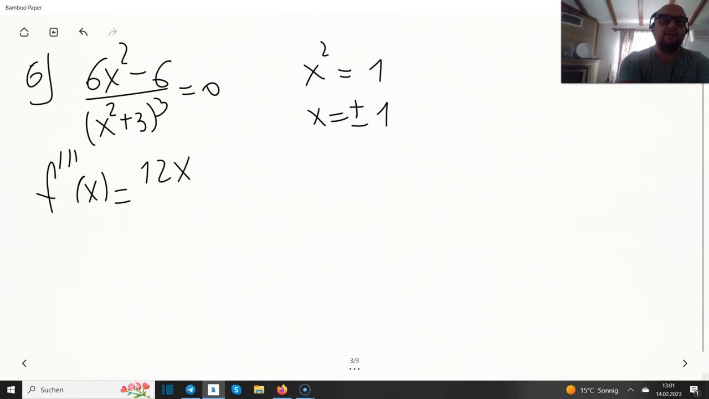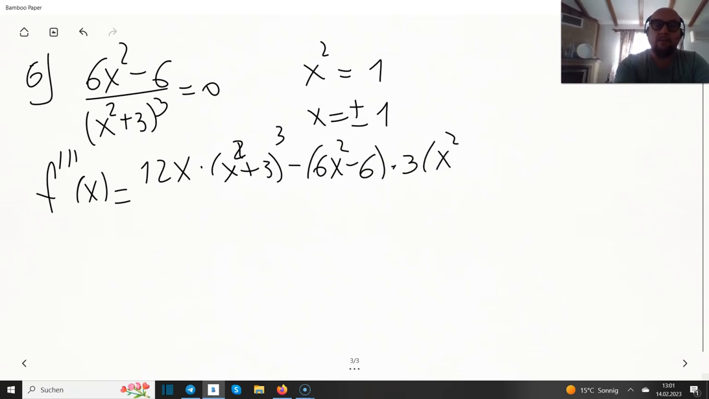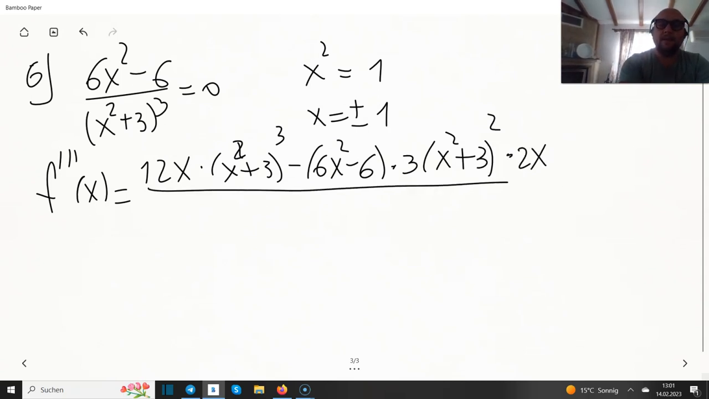So it's 12x times x squared plus 3 cubed. Important here is just not to expand the parentheses because you will never finish this stuff. You should simplify as far as you can, and then you can add the similar terms. Then minus 6x squared minus 6 times 3 times x squared plus 3 squared times 2x again, divided over x squared plus 3 to the power of 6 even now.